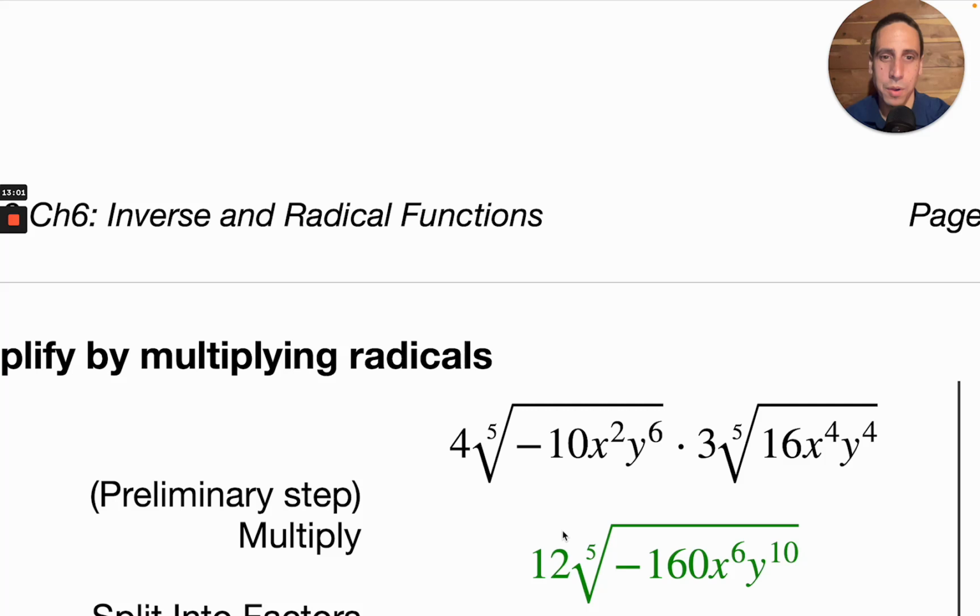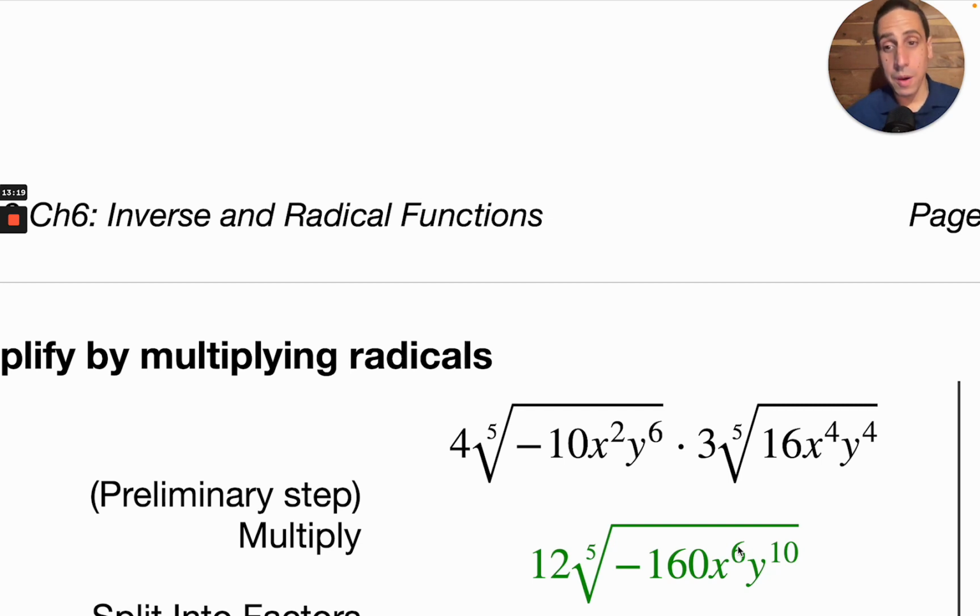4 times 3 is 12. This fifth root and this fifth root, we're going to multiply everything inside. So negative 10 times 16 is negative 160. X squared times x to the 4th, that's 2 plus 4 is 6. 6 total x's being multiplied by each other, and then there's a total of 10 y's as well.